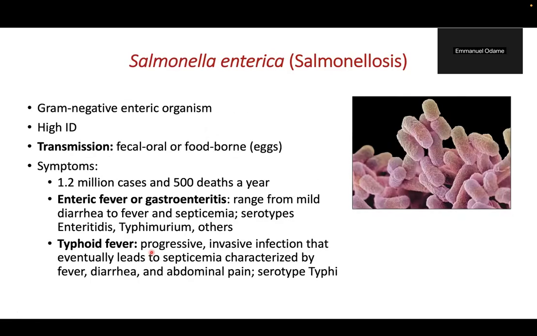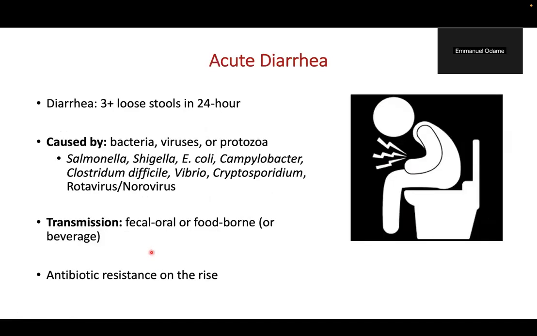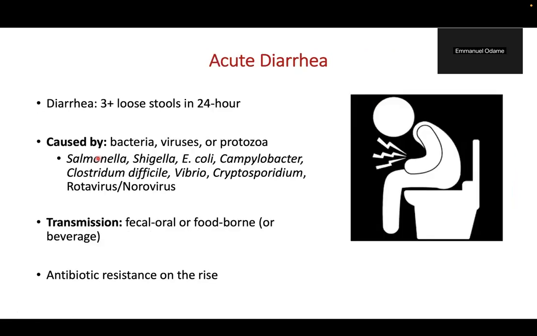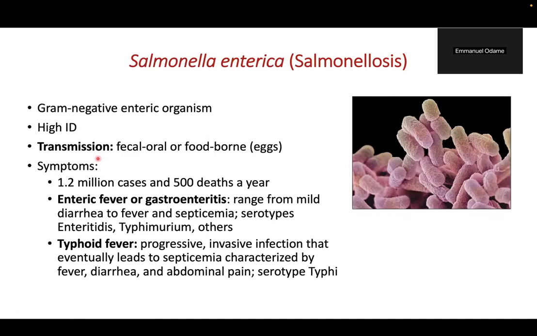So now let's talk about each of the individual causative organisms for acute diarrhea. First one on our list is Salmonella enterica, which causes. Oh no, we are not going to talk about each individual one. So we are moving to the next disease, which is salmonellosis, which is caused by Salmonella enterica.